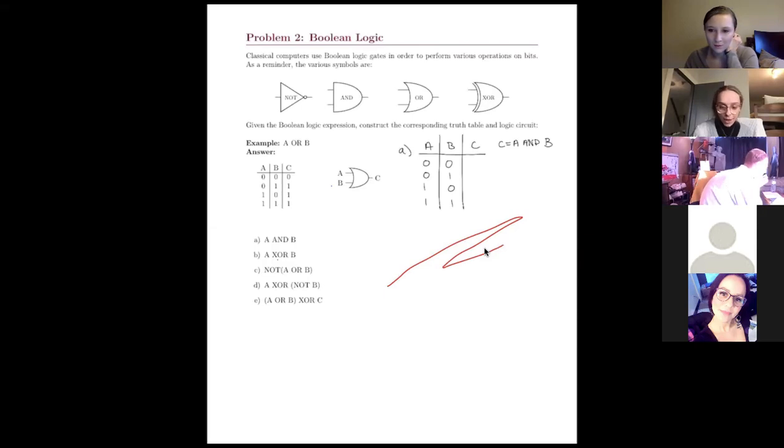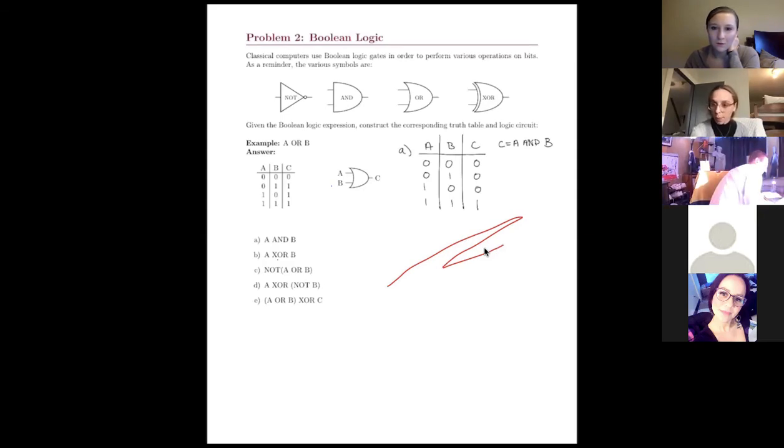So 0 and 0 is 0, 0 and 1 is 0, 1 and 0 is 0, and then finally 1 and 1 is going to be 1, because with AND you need both of them to be true in order for it to be true.